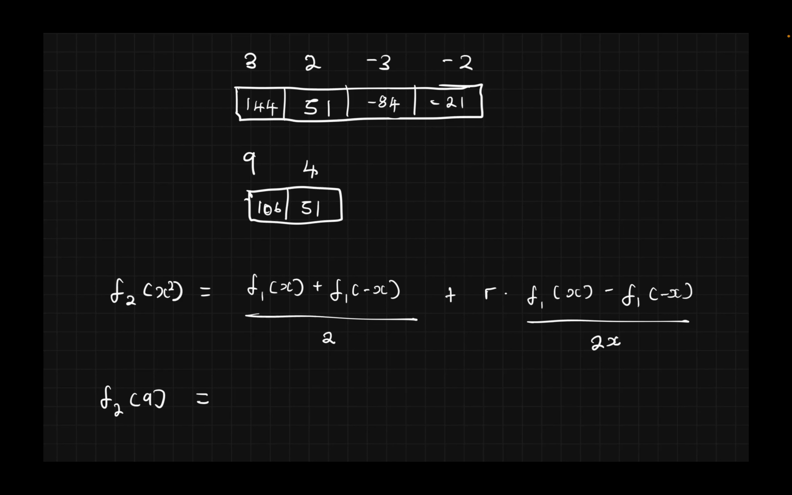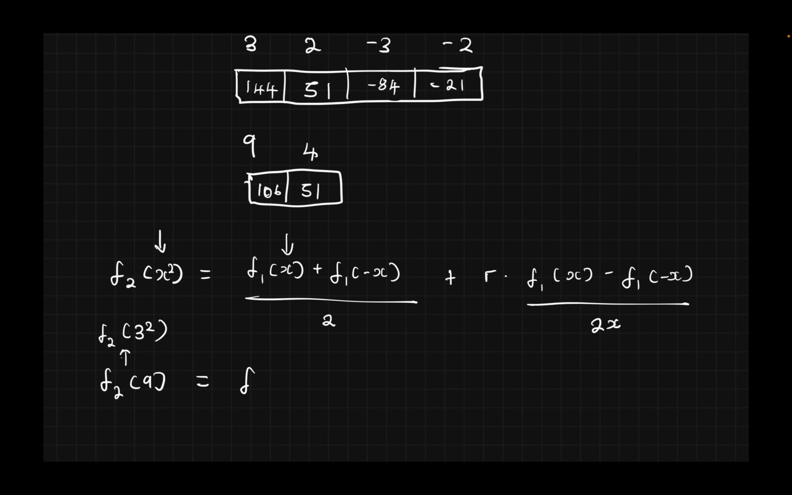Now, we want to do F1 of x. 9 was representing what here? X squared. Okay? So what will x be? 3. Does it make sense? Because this F2 of 9 is similar to writing F2 of 3 squared. And then that instantly shows that x is 3.